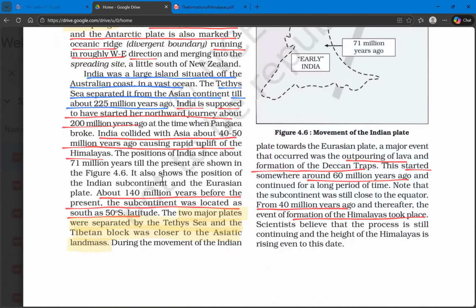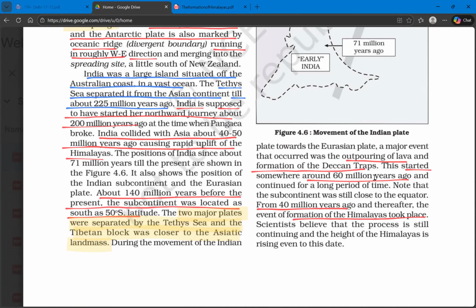The two major plates were separated by the Tethys Sea, and the Tibetan block was closer to the Asiatic landmass. During the movement of the Indian plate towards the Eurasian plate, a major event that occurred was the outpouring of lava and the formation of the Deccan Traps. As it is a convergence, the destruction of the crust takes place, and the magma from the mantle wedges into the crust as lava. This started somewhere around 60 million years ago.